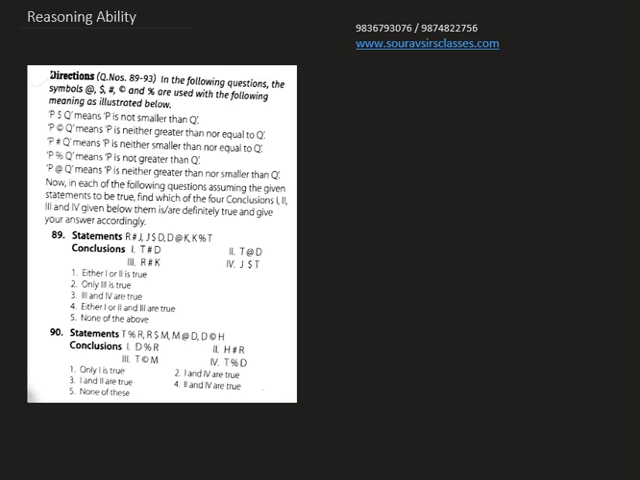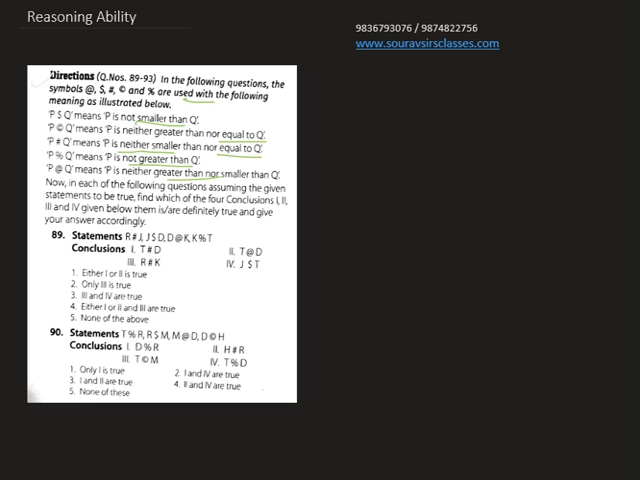In the following questions, the symbols $, hashtag, copyright, and percentage are used with the following meanings as illustrated below. P $ Q means P is not smaller than Q. P copyright Q means P is neither greater than nor equal to Q. P hashtag Q means P is neither smaller than nor equal to Q. P percentage Q means P is not greater than Q, and P at the rate Q means P is neither greater than nor smaller than Q.